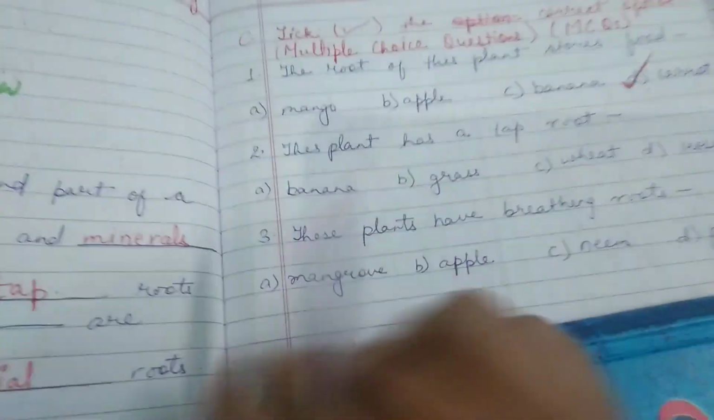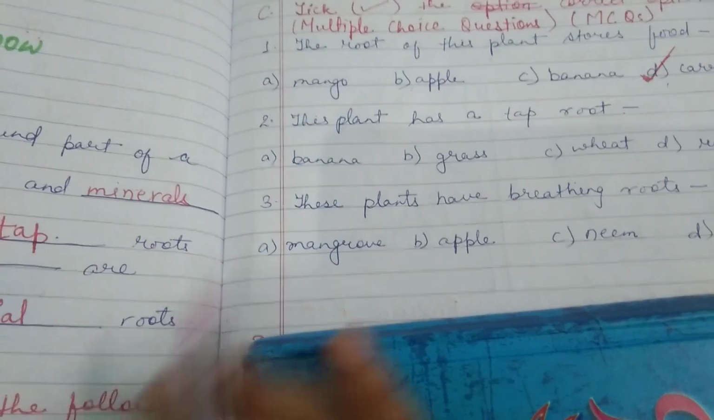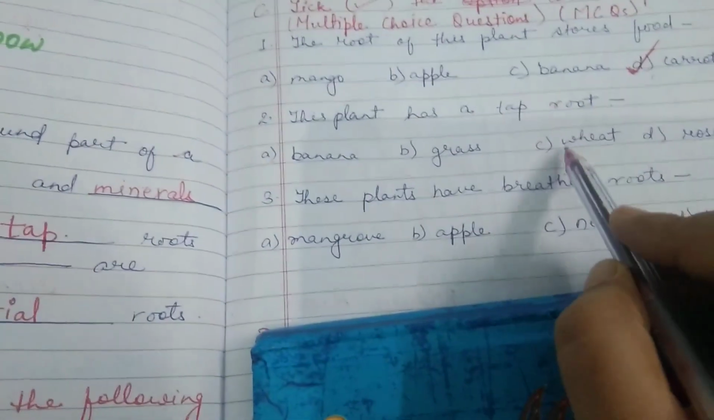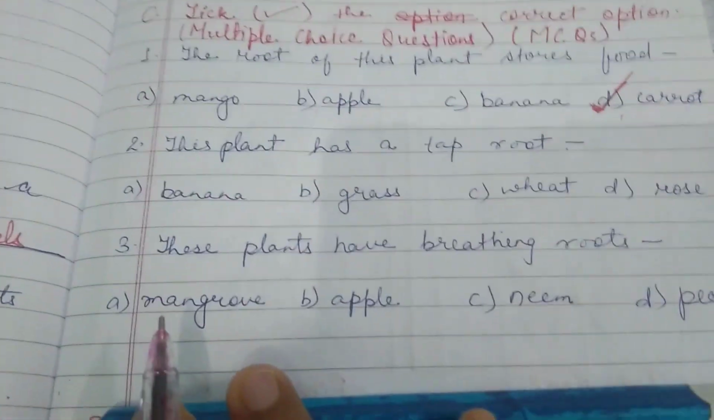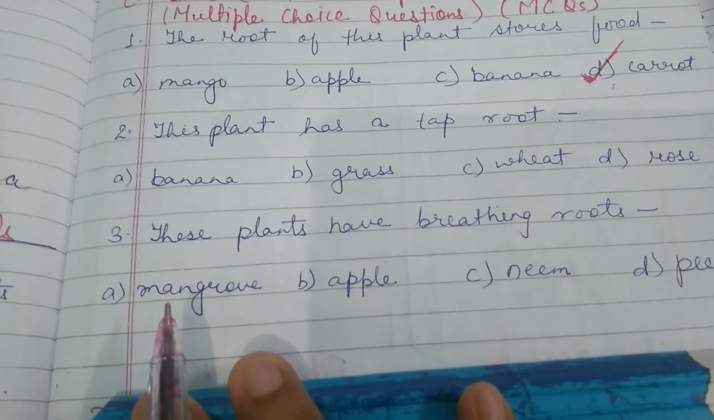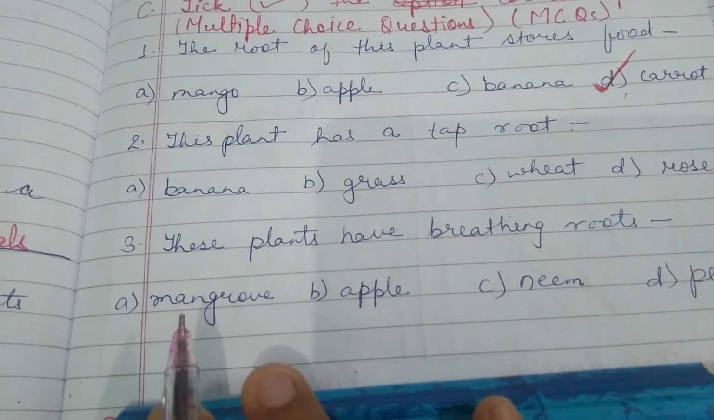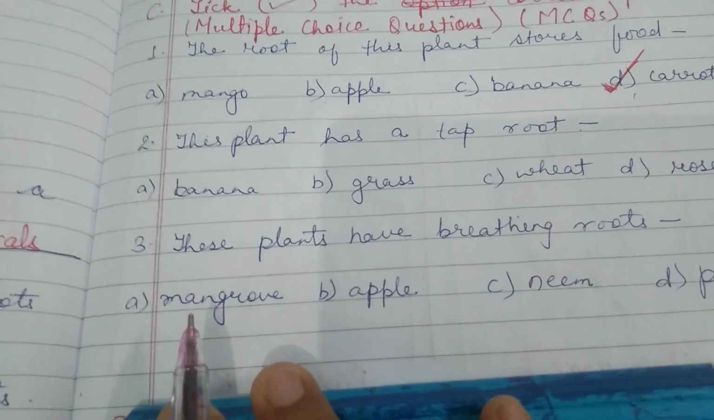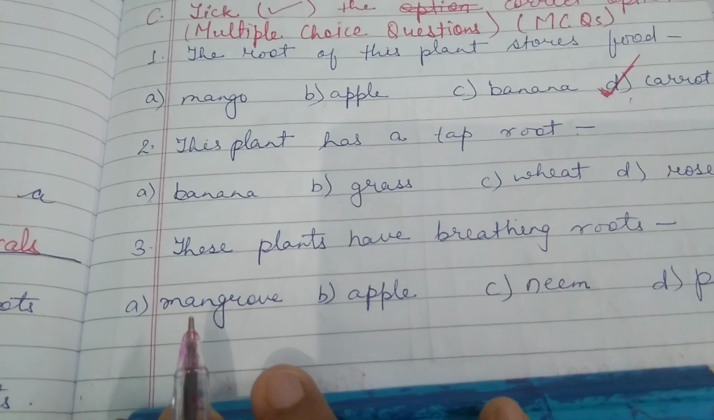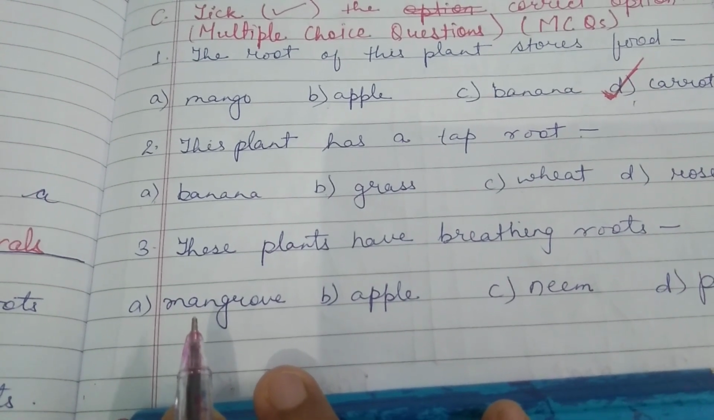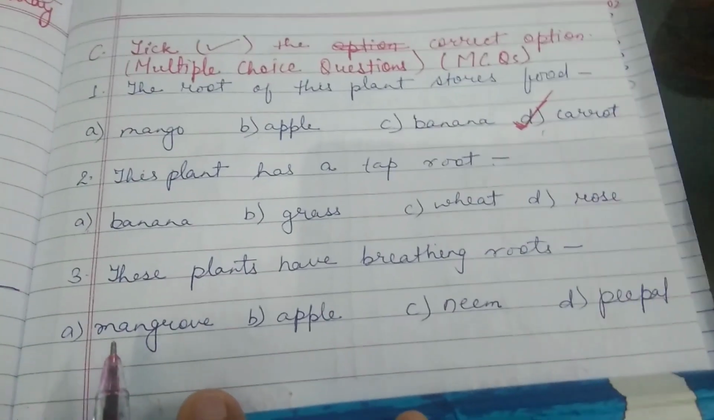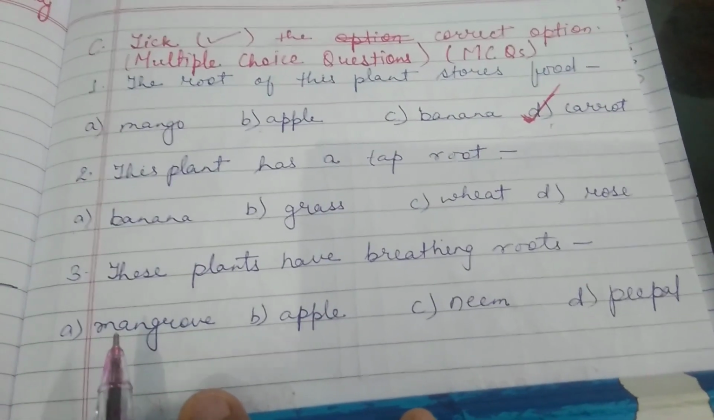Grass, you all have studied, and I have also shown you it contains fibrous roots. Wheat, about this we have studied. Wheat plant, that is all the cereals, and the wheat comes under the cereals. This wheat has fibrous root.